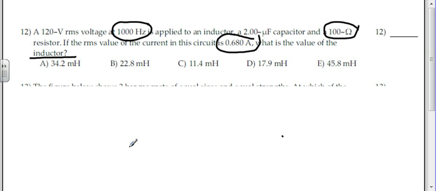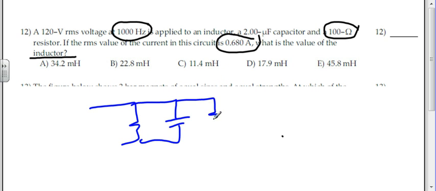All right. Now, does it say it's in parallel? No. Does it say it's in series? No. So we're going to have to make some assumptions, right? Should we assume parallel or series? Parallel. Okay, if we assume parallel, then we have something that looks like this, right?